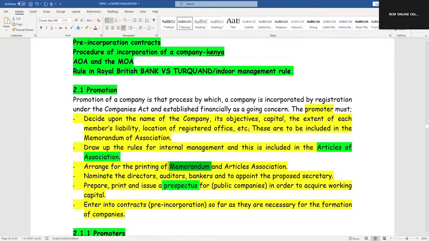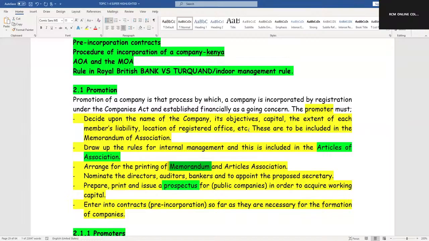So he'll decide upon the objectives or main purpose as to why the company has been formed. The capital with which the company will be registered at the registrar's office, we call it the authorized capital. He also decides upon that capital. The extent of the liability: are we going to form a limited or unlimited company? The location of the registered office: what will be the exact registered office of the company? Remember, we said a company should have what we call a residence. This residence is normally determined by indicating on the formation of the company where exactly the office of the company is.